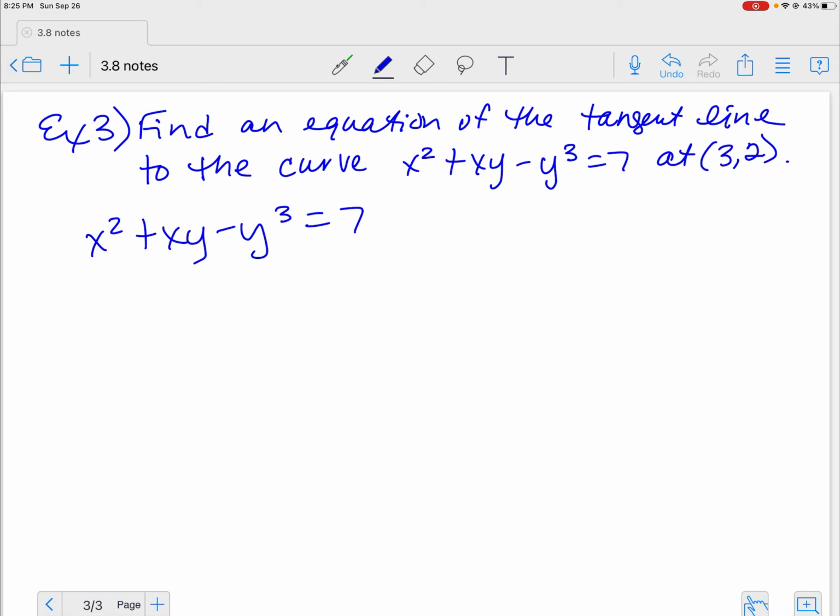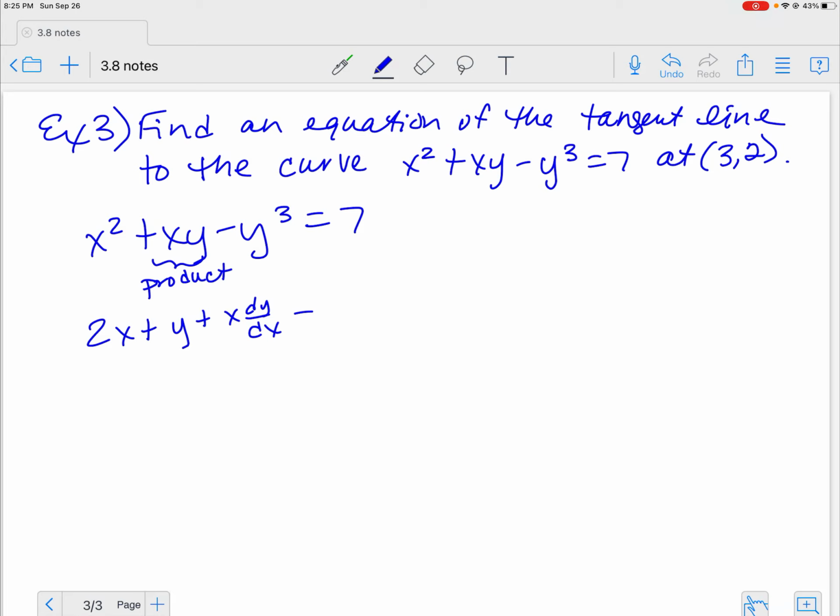We're taking the derivative with respect to x. What's happening with this middle term? They are multiplied, so you definitely get to do the product rule. Good. The derivative of x squared is 2x, plus my product rule: the derivative of the first times the second plus the first times the derivative of the second. And remember, the derivative of y here is dy dx.